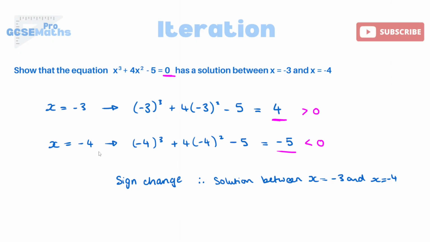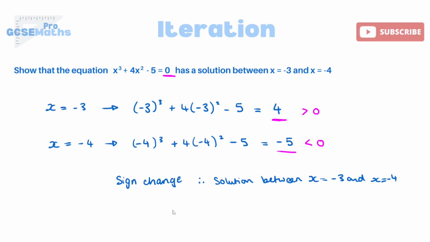So your first mark is for substituting in both values that they give you, working out the answers. And then your second mark is for writing down a conclusion. So therefore, there is a sign change. This one is very specific though to the fact that the equation is equal to 0. We will have examples where the equation is not equal to 0, and I'll tell you what you can do in that case. But if it's equal to 0, you want one number that's positive, one number that's negative.